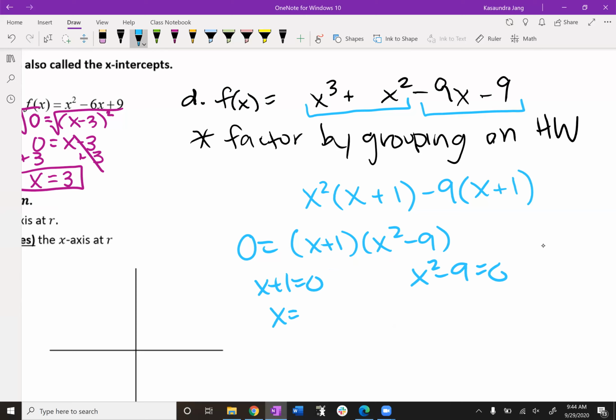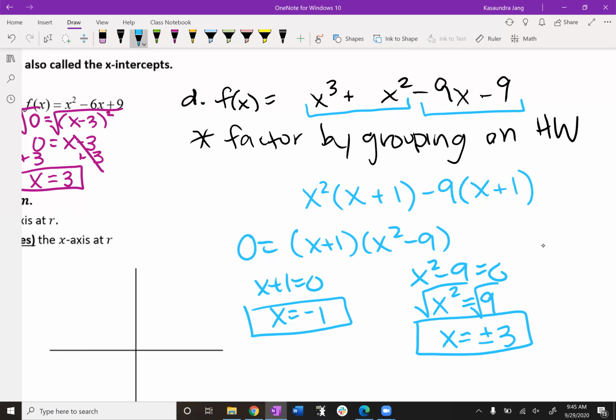All right, so if I solve for x, I get x equals negative 1. In this case, I have to add the 9 over and then take a square root, which makes me do a plus or minus. So I get a positive or negative 3. So I've got 4 different answers here. Or sorry, 3 different answers. I've got the negative 1, 3, and negative 3.